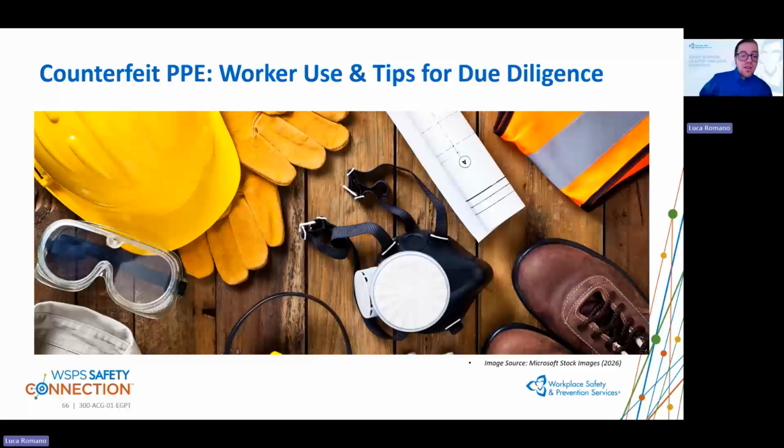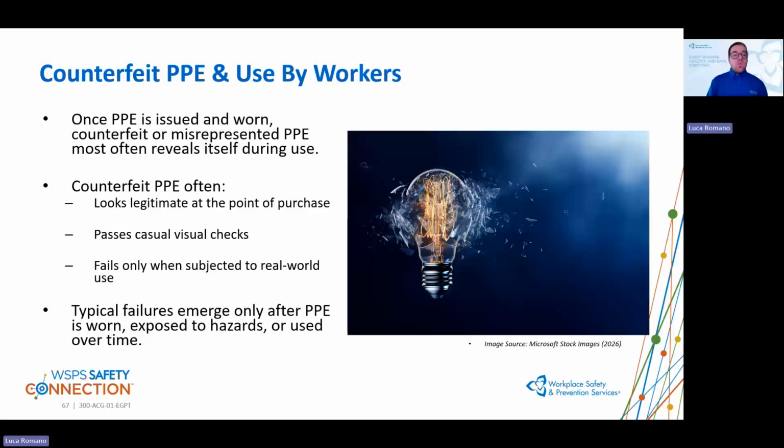Okay, so the last line of defense that we're going to look at is when workers are actually using the personal protective equipment themselves, and what due diligence can be done when this is happening. So we have to remember that once personal protective equipment is issued and it's worn, especially if it's a fake PPE, then this is likely when the personal protective equipment will reveal itself as being fake. Sometimes, as with all the different layers and processes that might be in place, it's possible that fake PPE gets through, and sometimes this will only reveal itself from actual real-world use.